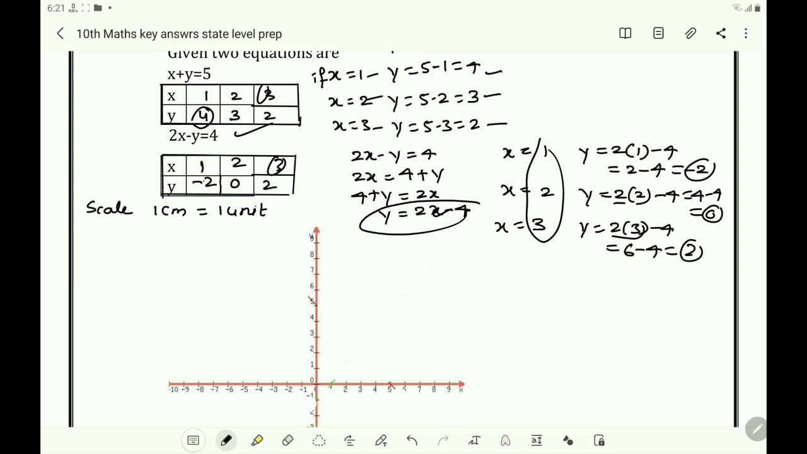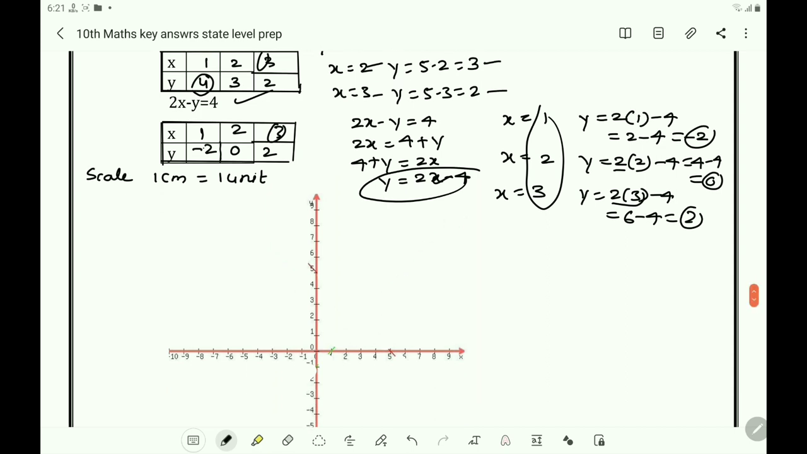Now take the first one, x plus y equals 5. 1, 4. Here 1 is here, 4 means it comes straight 4. This is 1, 4. Then 2, 3. 2 is here, 3 comes here. Next, 3, 2. 3 is here. Join all these points to get a straight line.